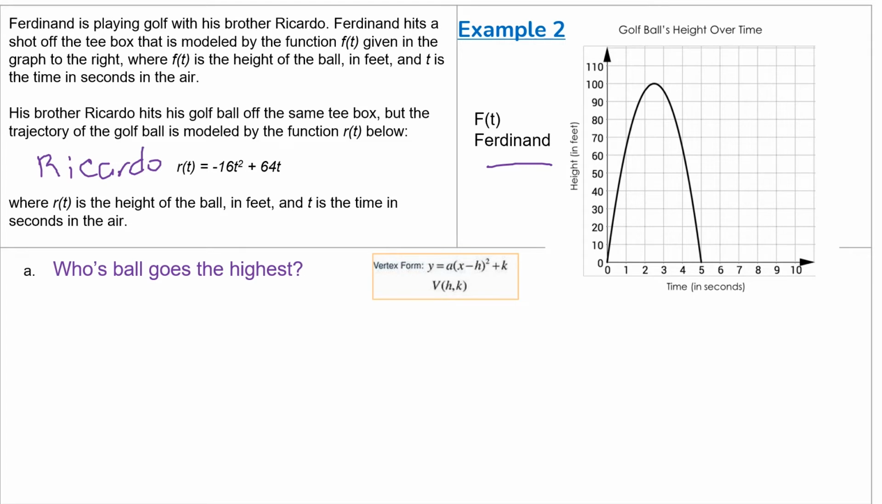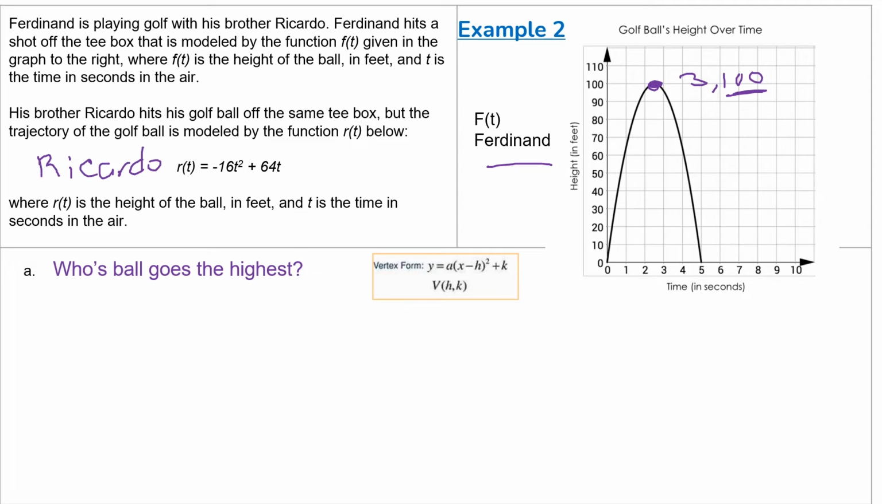All right, so part A. So we have a part B. I'm going to do part A. It says whose ball goes the highest. And so we actually have to find the vertex. And so if we look at Ferdinand, we can look at the graph. His highest point here is at 100. So the height for Ferdinand is 100. So now we have to actually find Ricardo's height.